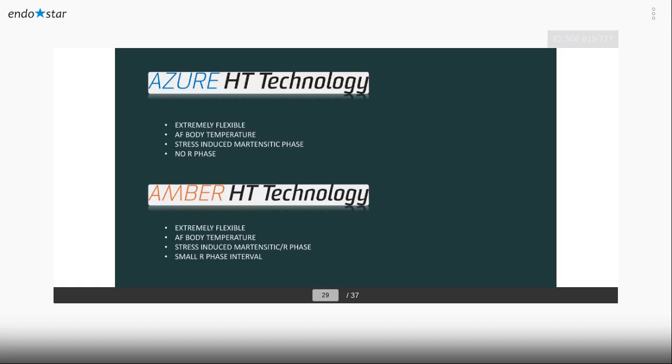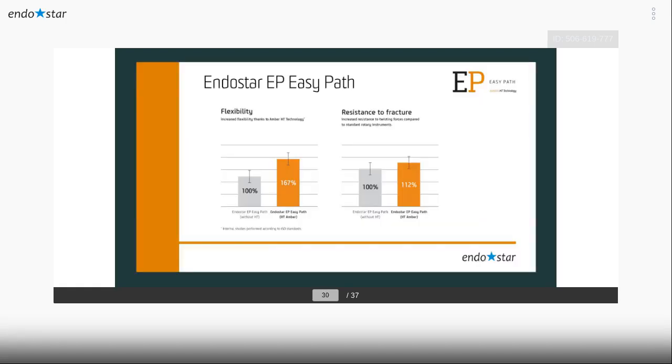Now, these are some studies done by the company where they found that the flexibility of this file increases tremendously when it's heat treated. We can see it's almost 167% compared to the 100% of the file without heat treatment. Similarly, the resistance to fracture is also better when it's heat treated with the Amber HT technology. This is the usual cyclic fatigue test, which all the heat treated files do. And here also you can see that after the file is heat treated, the cycles taken for file fracture are tremendously increased.